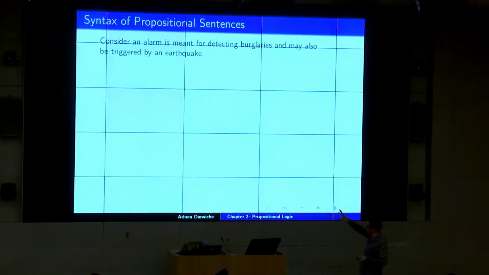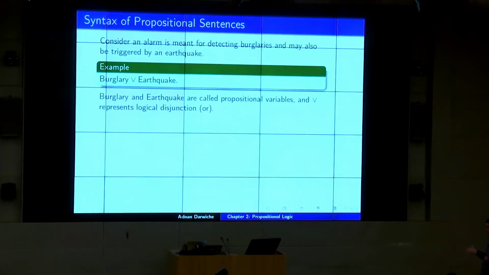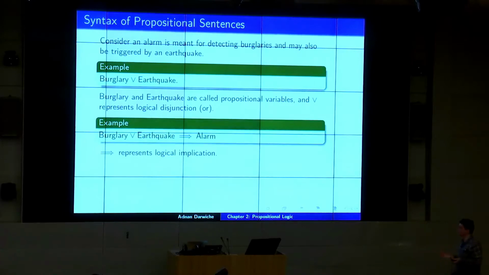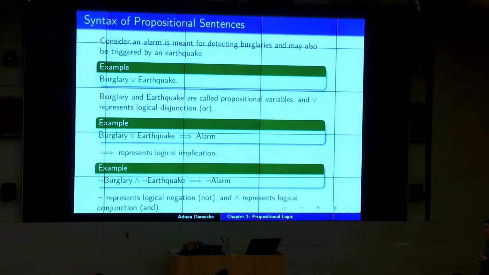Okay, so let's start with the syntax of propositional logic. First, concretely, you have an alarm that's meant for detecting burglaries and may also be triggered by an earthquake. Here's an example sentence of propositional logic: burglary or earthquake. Burglary and earthquake are variables called propositional variables. Now we have a logical connective, the or. Here's another example: burglary or earthquake implies alarm. Now we have another logical connective, the implication, and a third variable, alarm. Here's yet one more: not burglary and not earthquake implies not alarm. So again, now we have the negation, and so it's pretty simple.